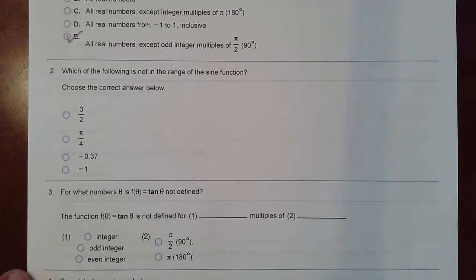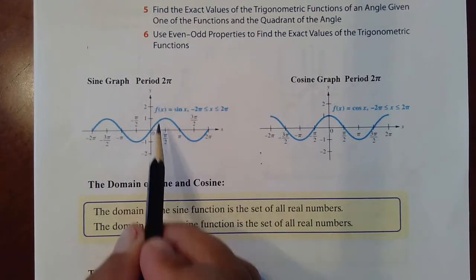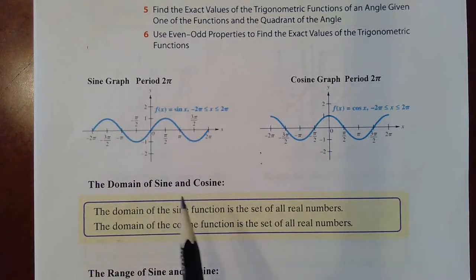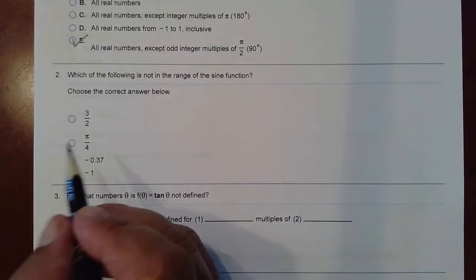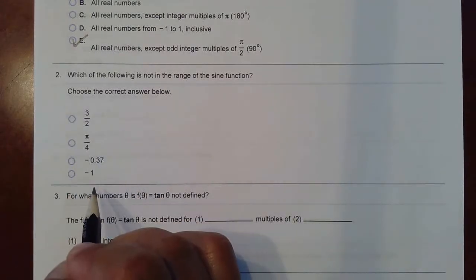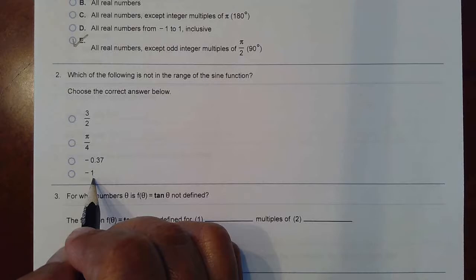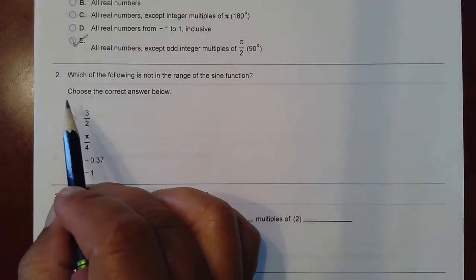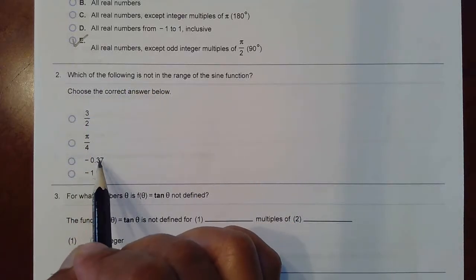Number 2, which of the following is not part of the range for the sine function? Remember that the sine function, let's look at it again, goes as high as 1 and as low as -1. That's your range, in between 1 and -1. So what's not included in that? 1.5. If you want to try these other numbers, that is in between those two numbers. This is in between those two numbers. Look at the way they put it, which of the following is not part of the range. That is part of it.